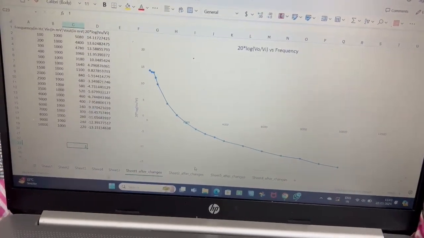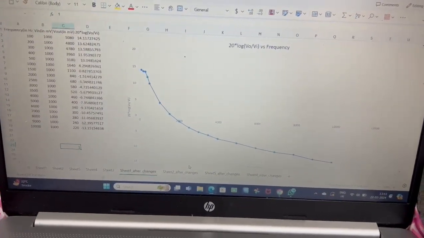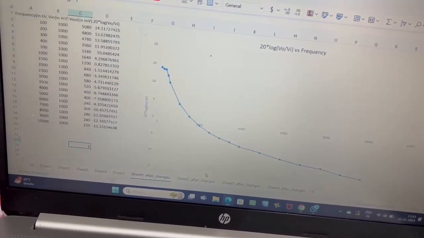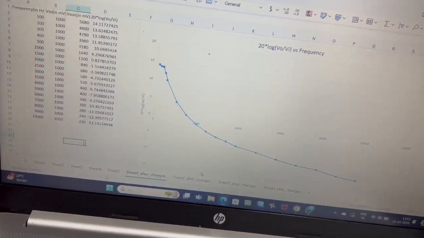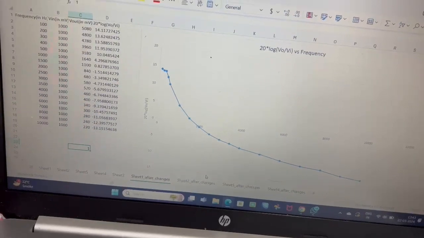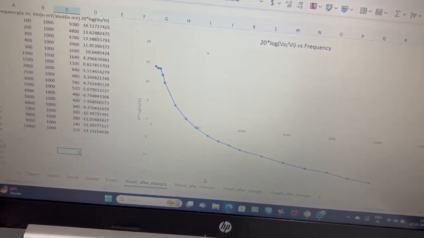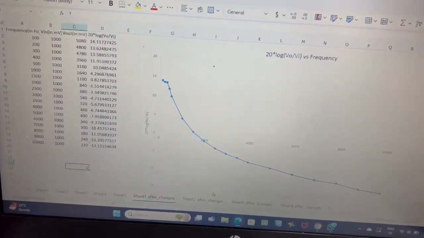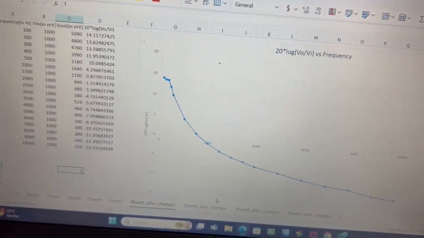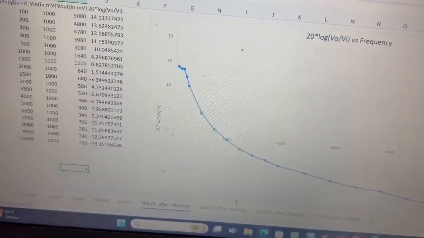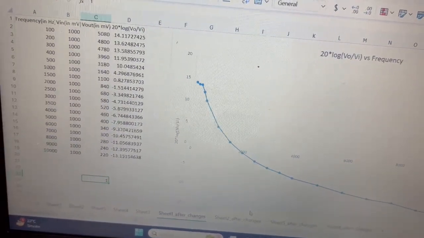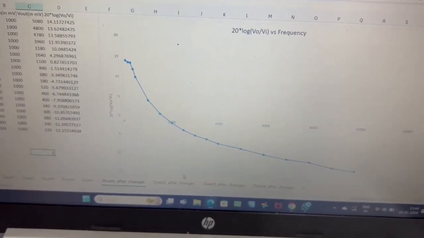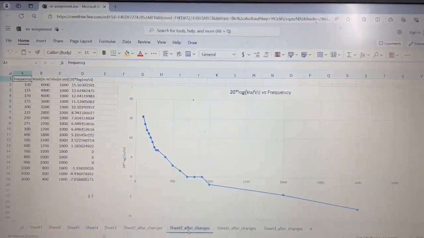Here we have calculated 20 log Vo by Vi. Here the graph is of 20 log Vo by Vi versus frequency. Here we have changed the frequency from 100 till 10,000, and we have maintained the input voltage constant at 1000. Here the output voltage is 5080 to 220 as it is decreasing, and for 20 log Vo by Vi we have got values like this. Here we have positive points till a certain point, and then the values are negative. Here we can see the graph is in a decreasing posture.